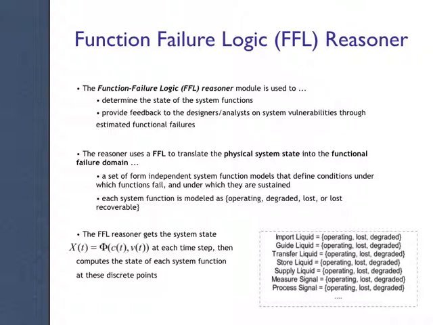So the reasoner uses an FFL to translate the physical system state into the functional failure domain, makes that actual transition, and it uses this x of t that we mentioned on the previous slide. And so the example shown down here represents the different states that a function can be in, whether it's operating, which is the same as nominal, whether it's lost, which is the same as it being failed, so it has no output, or potentially goes across a threshold, or it's degraded, so it's still working to some level, but not as you would expect it to.